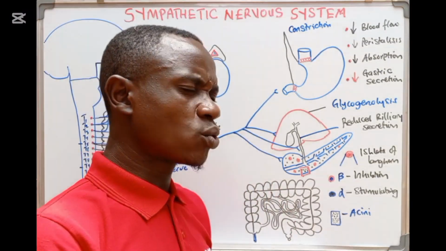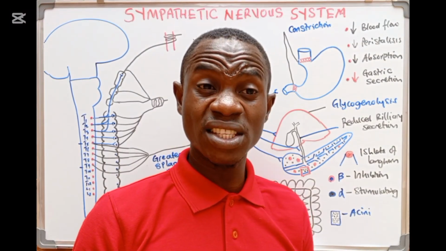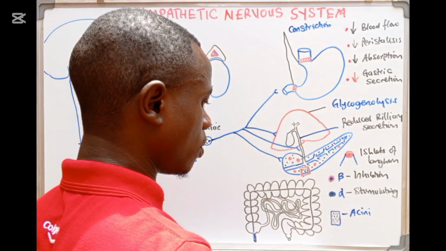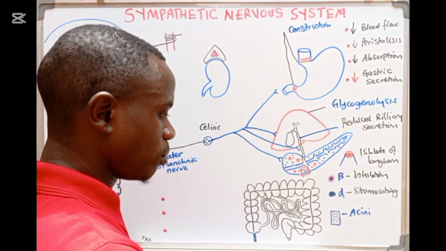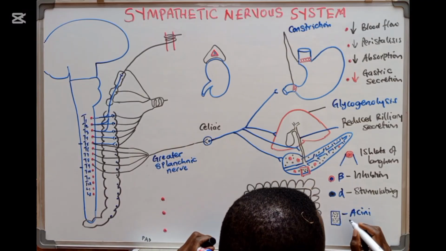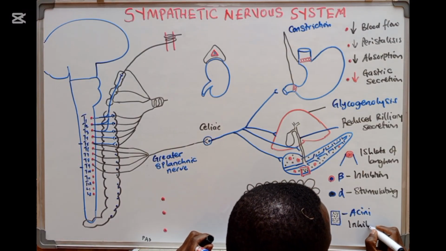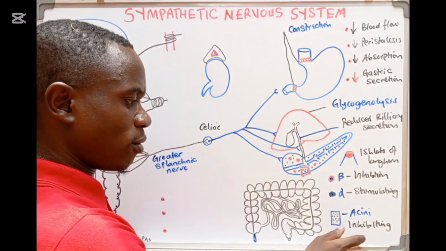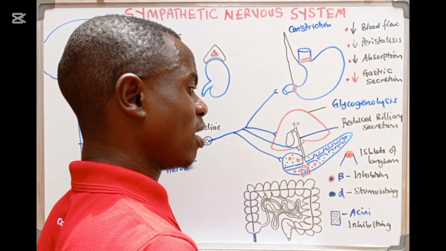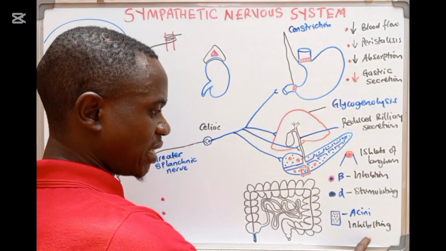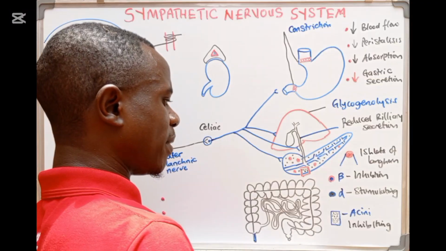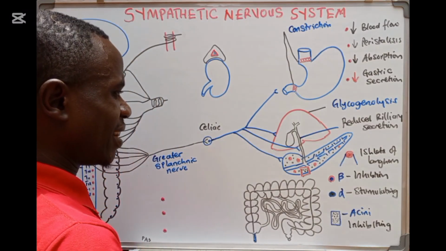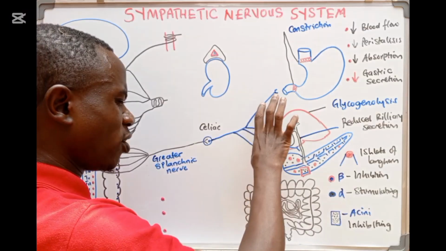Now, in this stressful moment, do we need more of this chemical digestion? No, that means you're going to be inhibiting the acini cells from producing the pancreatic digestive juice, because at this time we don't need to digest, because of the slowdown of digestion. So that's the effect of the postganglionic motor fibers on these structures.